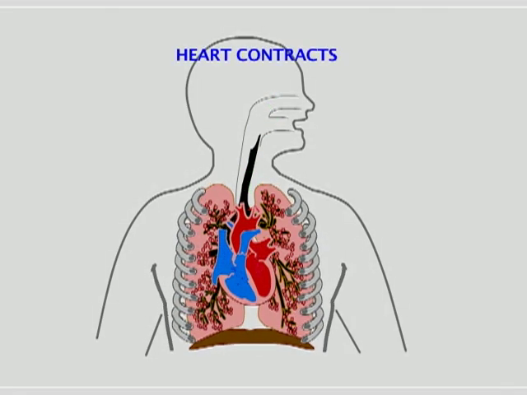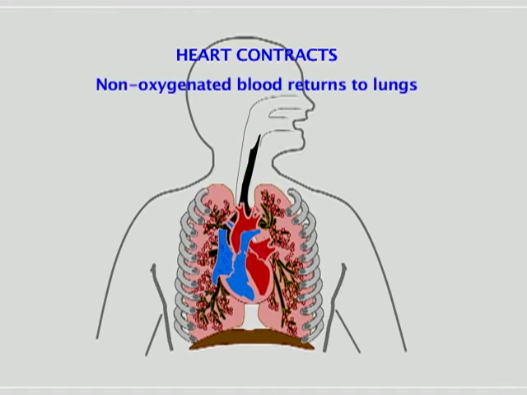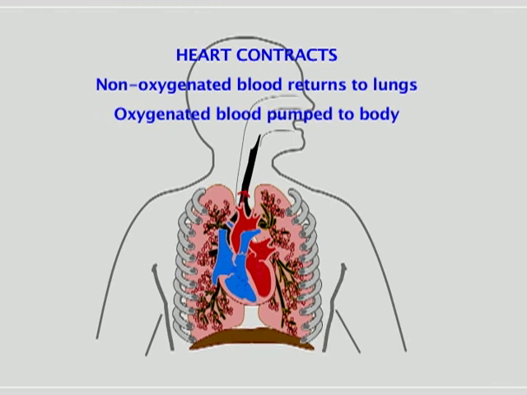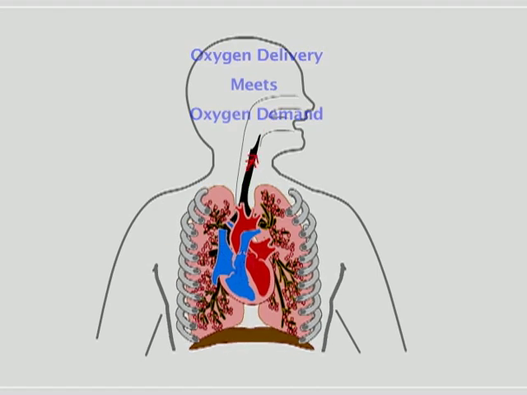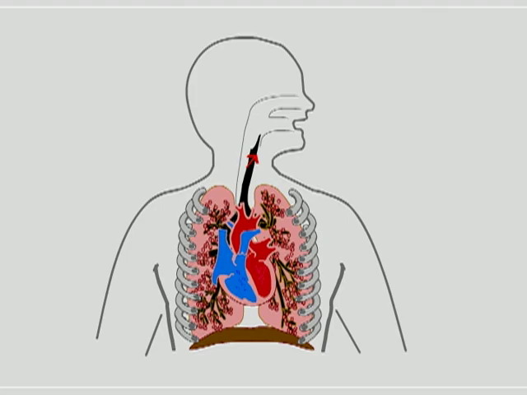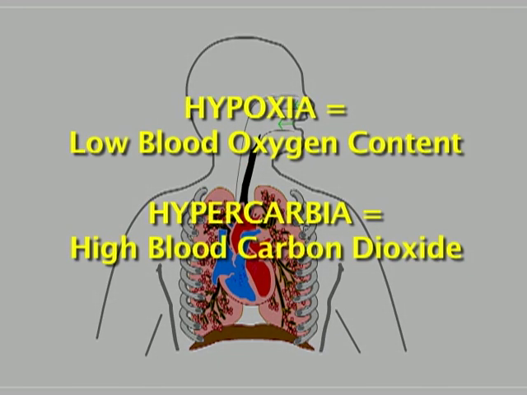Meanwhile, the heart constantly contracts, returning non-oxygenated blood to the lungs to pick up more oxygen and sending oxygenated blood back out to the rest of the body. With good cardiac output and lung function, oxygen delivery meets oxygen demand, and carbon dioxide is eliminated from the body as it's produced. Many things can disrupt the respiratory system and cause it to fail. Hypoxia, or inadequate blood oxygen content, and/or hypercarbia, or high blood carbon dioxide, can easily occur due to a variety of circumstances.